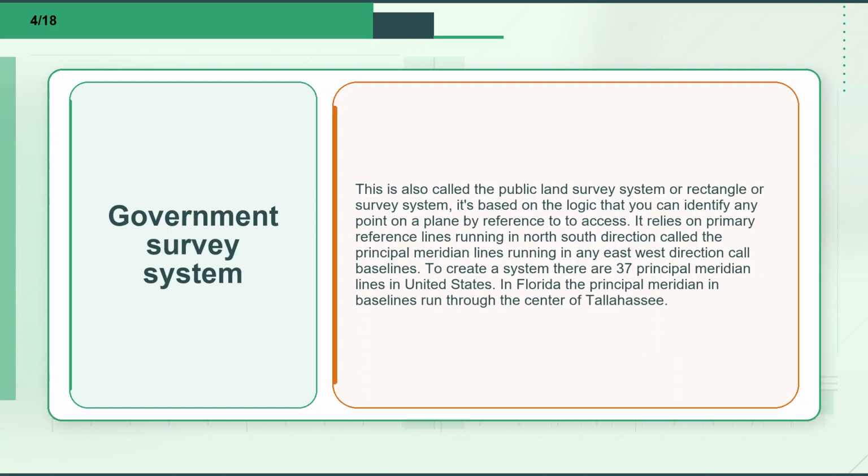Flashcard 4. Term: government survey system. Definition: this is also called the public land survey system or rectangular survey system. It is based on the logic that you can identify any point on a plane by reference to axes. It relies on primary reference lines running in a north-south direction, called principal meridians, and lines running in an east-west direction, called baselines. To create the system, there are 37 principal meridians in the United States. In Florida, the principal meridian and baseline run through the center of Tallahassee.